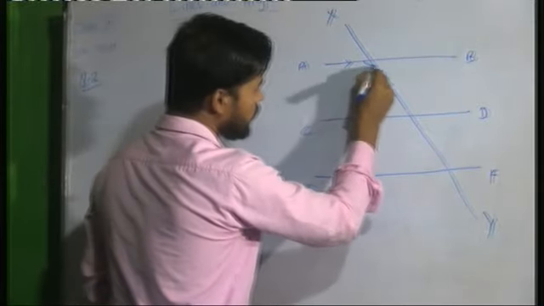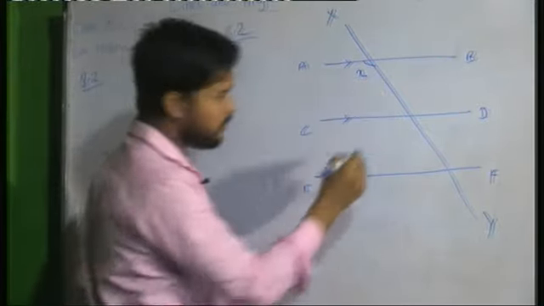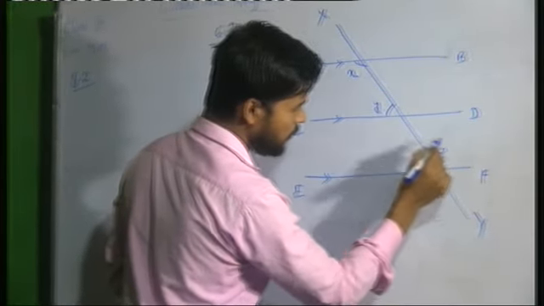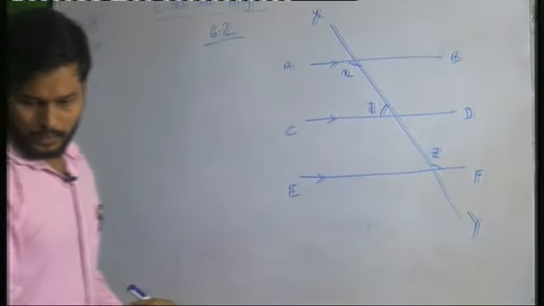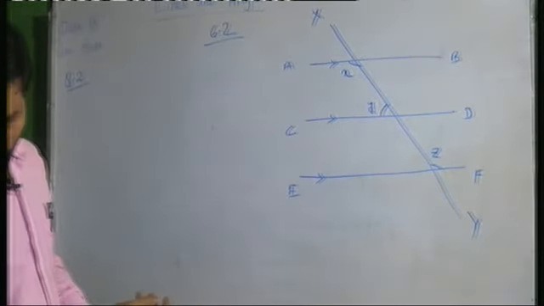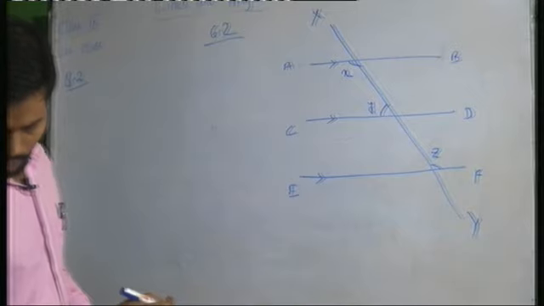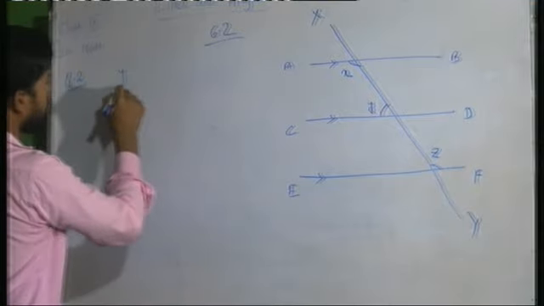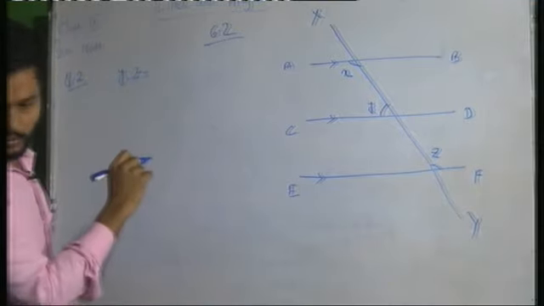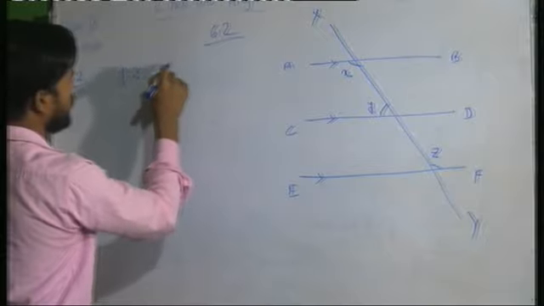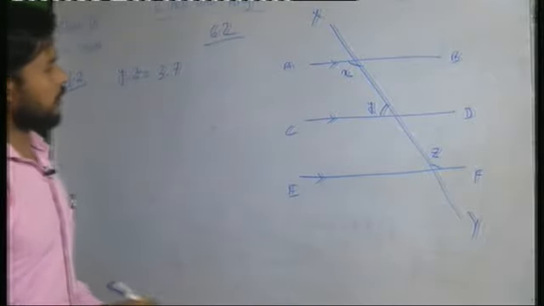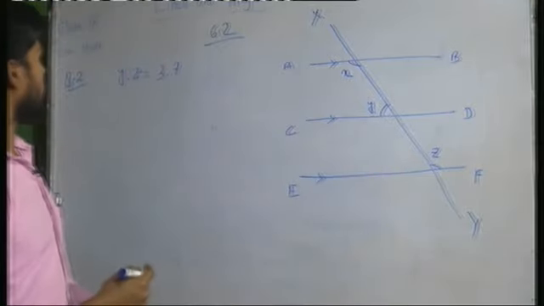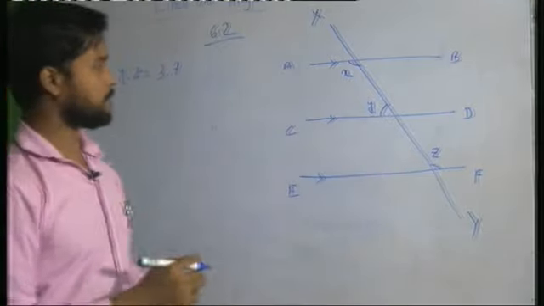This angle is x, this angle is y, and this angle is z. We have to find the value of x, where y is to z is given. Y is to z is equal to 3:7. The ratio of these two angles is given. We have to find the value of x.